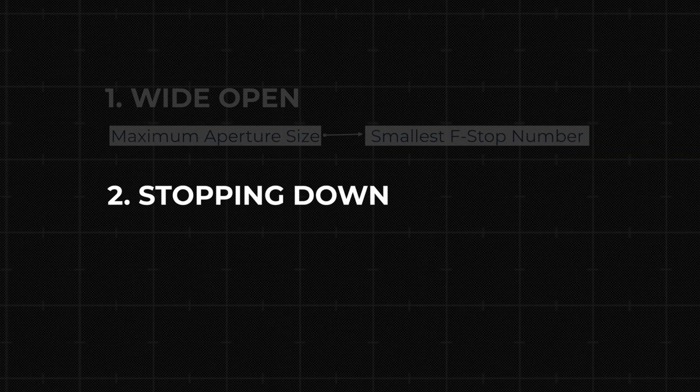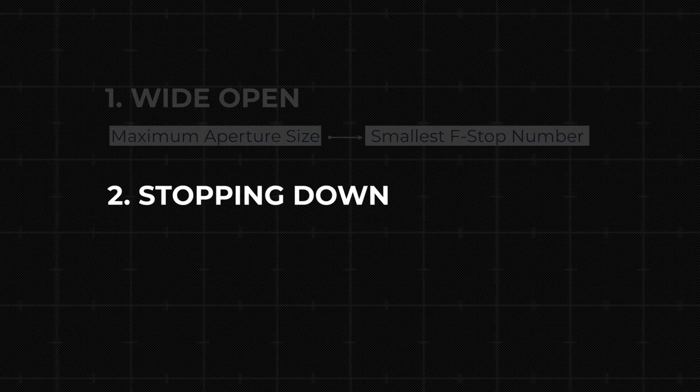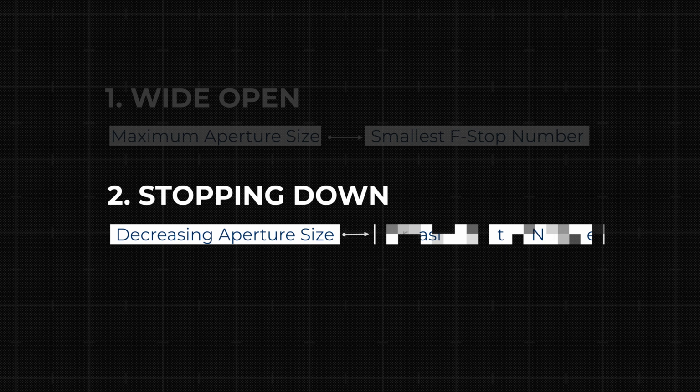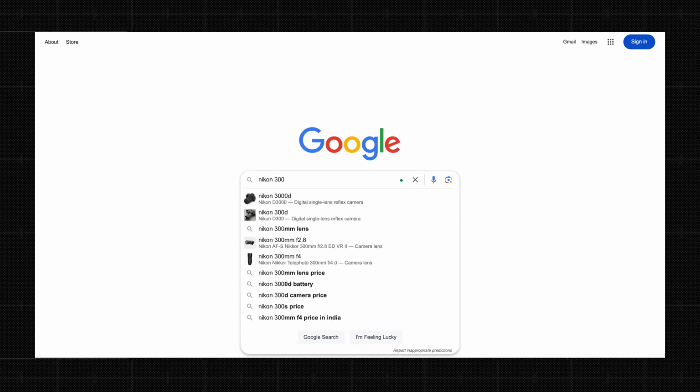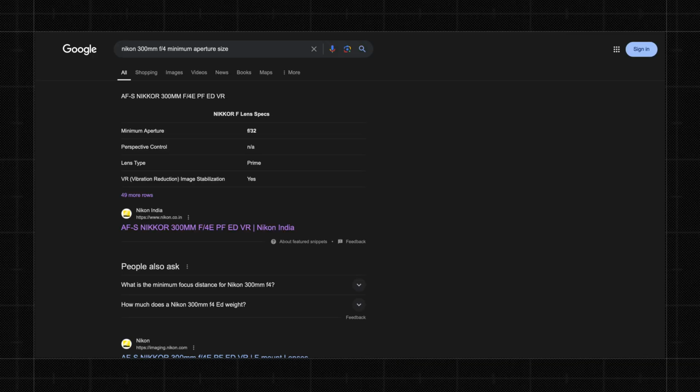The second terminology is stopping down. Now, stopping down means that we are closing the aperture. We are decreasing the size of the aperture, which means that we are increasing our f-stop number. So when I change my aperture from an f4 to an f5.6 or an f8, it means that I'm stopping down. Just as every lens has a maximum aperture size, it also has a minimum aperture size. This is a little more hard to find, but a simple Google search will help you with that.